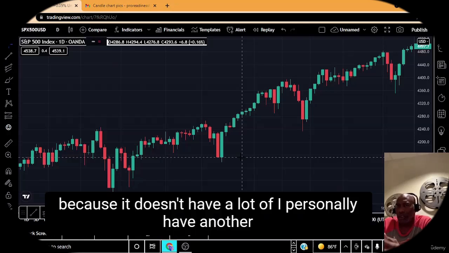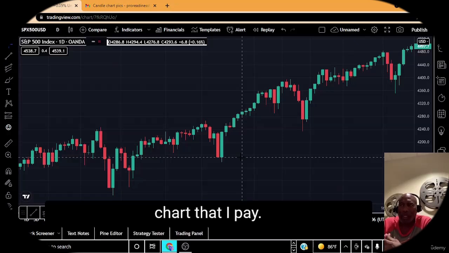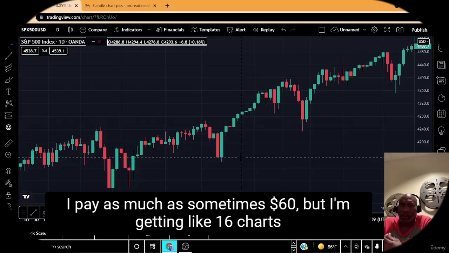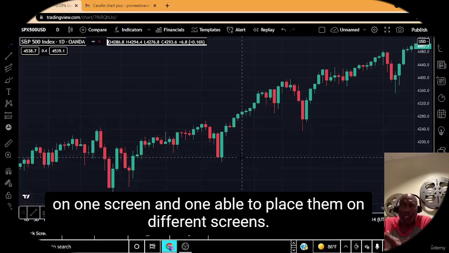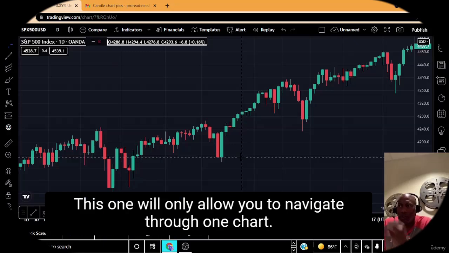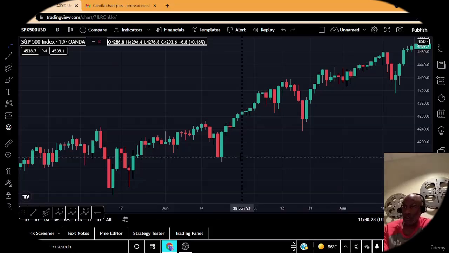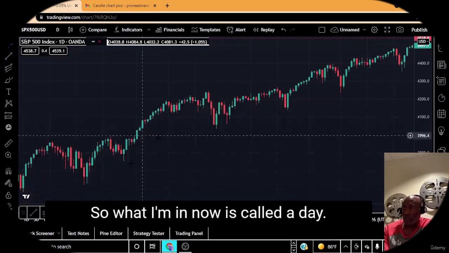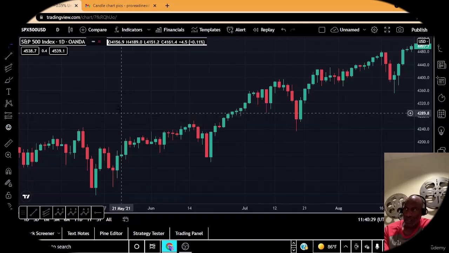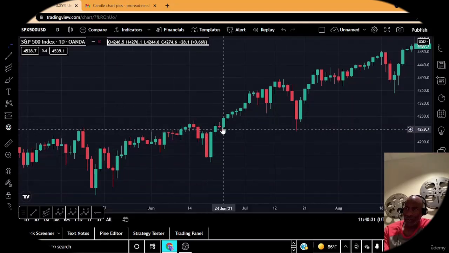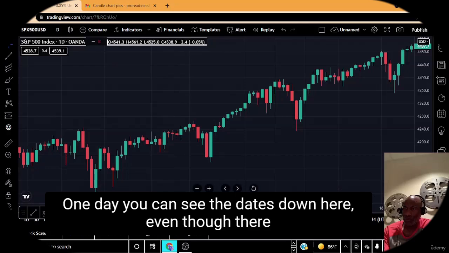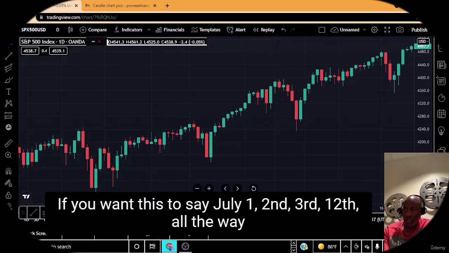This is because it doesn't have a lot of features. I personally have another chart that I pay for, sometimes as much as $60, but I'm getting 16 charts on one screen, and I'm able to place them on different screens. This one will only allow you to navigate through one chart, and because we're going to be dealing with the S&P, that's really all we need. What I'm in now is called a day. Each one of these candles is one day. You can see the dates down here. There is a way to set it up if you want it to say July 1st, 2nd, 3rd, all the way to the 12th.